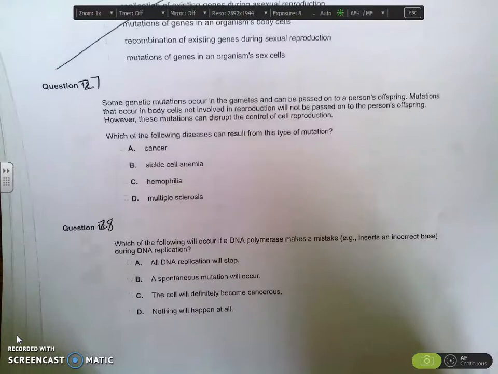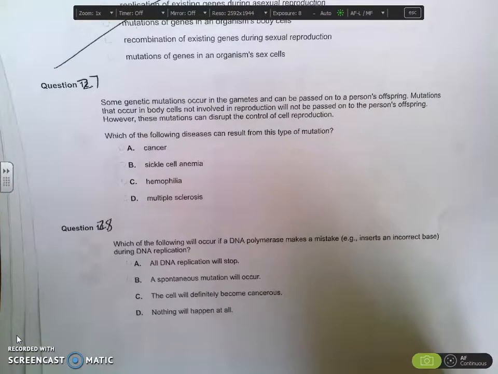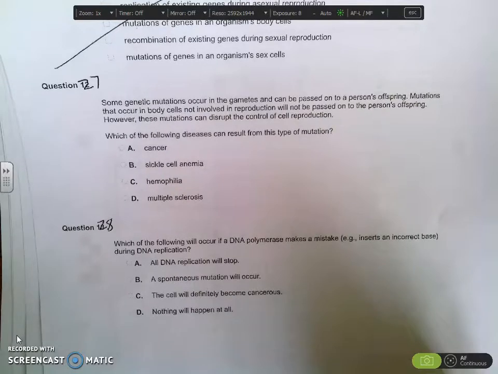Question 27. A. Multiple sclerosis is an autoimmune disease. Sickle cell anemia and hemophilia are inherited genetic disorders. Cancer is the uncontrolled growth of cells. While cancer is essentially a disorder involving cell division, it is often caused by a mutation of the genes that control the rate at which a cell divides.